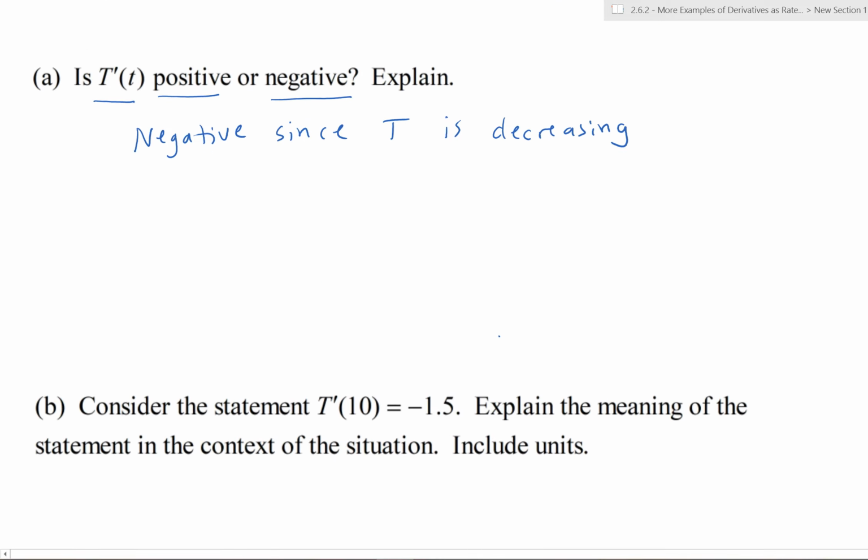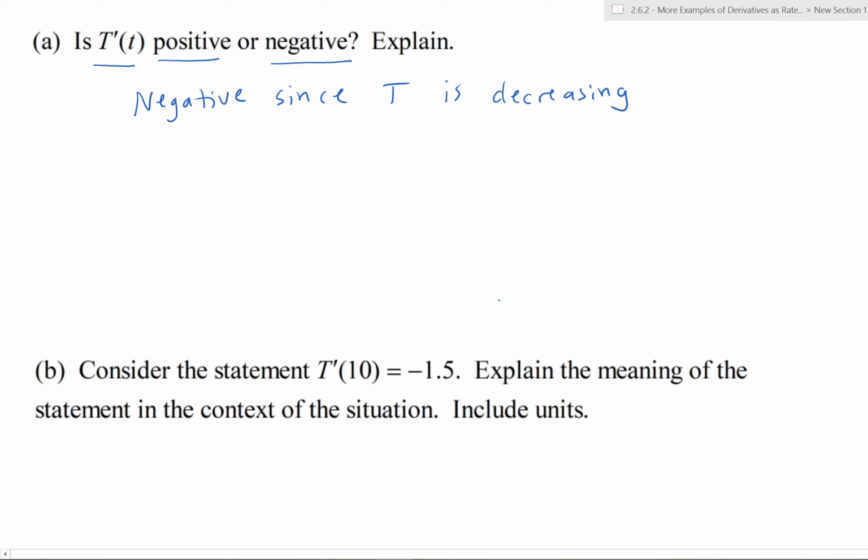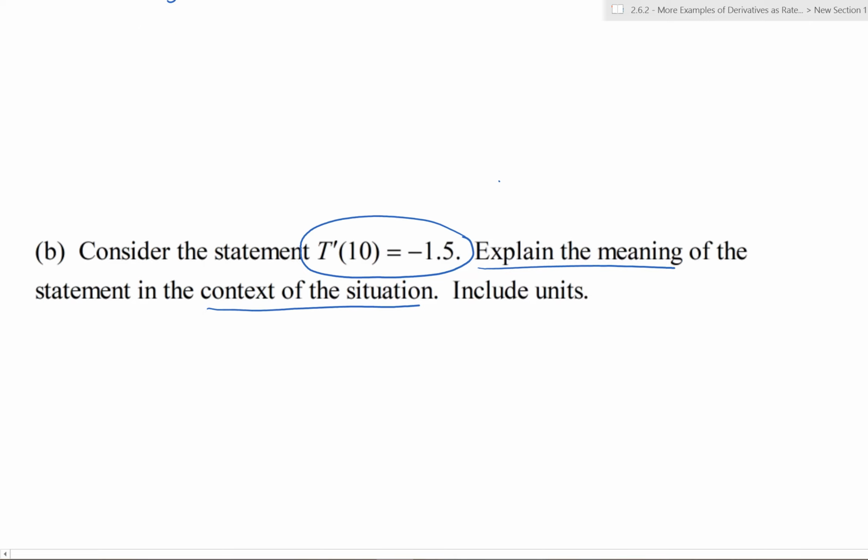And then the last question in this video, for the same situation: let's say we're given the statement big T prime of 10 is equal to negative 1.5. What we're asked to do is explain the meaning of this statement in the context of the situation and make sure to include units. Of course, that 10 there indicates that little t is 10 minutes. So basically 10 minutes has passed since we put the hot bowl of soup on the kitchen counter. And then the output there is negative 1.5.